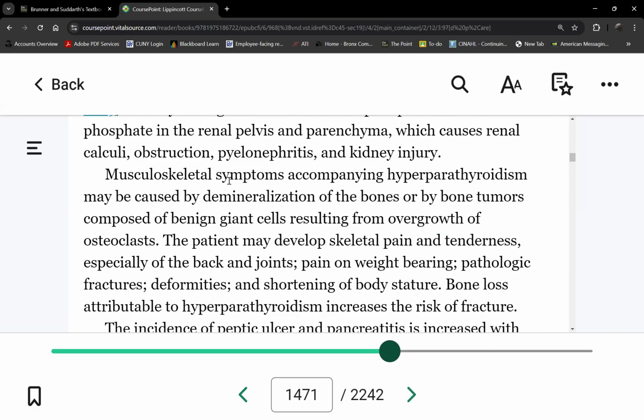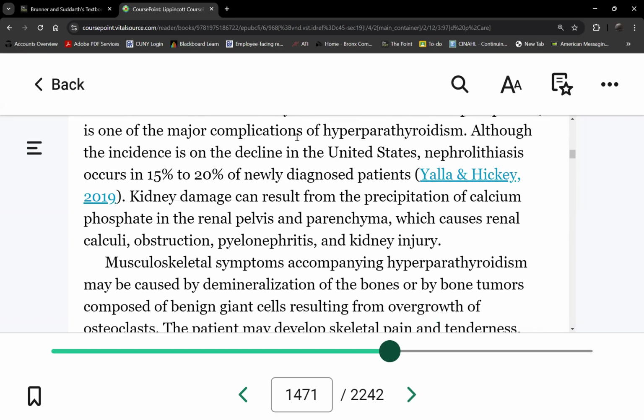Now, take note that hypercalcemia can have complications. This can lead to kidney stones, which can cause, of course, obstruction in the renal system and also in the urinary system. So kidney stones, bladder stones, and urethral stones can also form as a result.